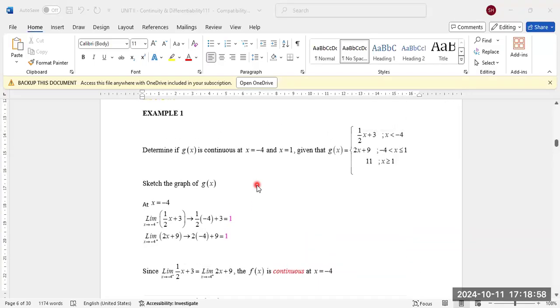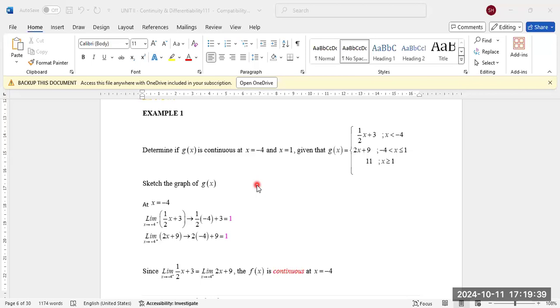All right. So I think my issue is, you have to determine if G of X is continuous at X equal -4, right? But in the equation itself, you have half X plus 3, and then the line below that, you have 2x plus 9, but both of them have -4 in it. So am I to work the equation with x equal -4 for both of those?